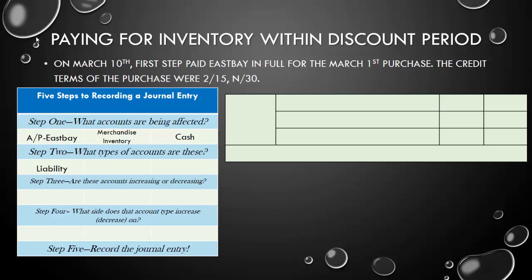What types of accounts? Payable means liability. Both inventory and cash are assets. Are they increasing or decreasing? Well, we're paying off our debt, so that liability has to be going down.